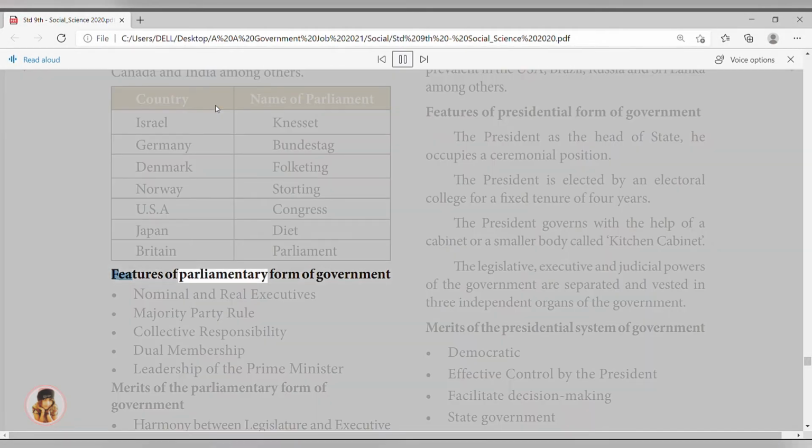Features of parliamentary form of government. Nominal and real executives. Majority party rule. Collective responsibility. Dual membership. Leadership of the Prime Minister.